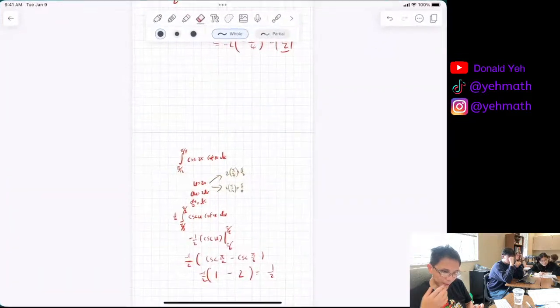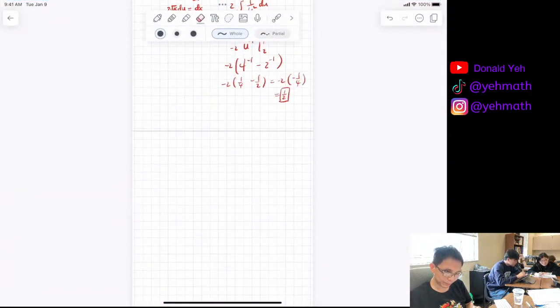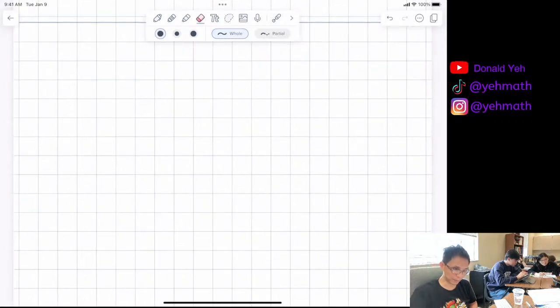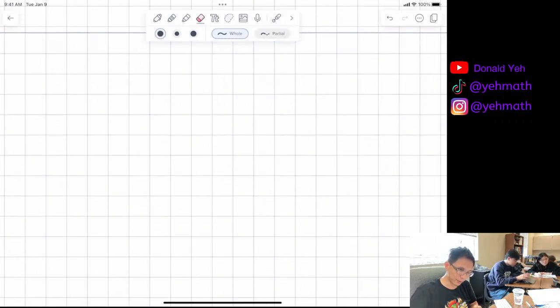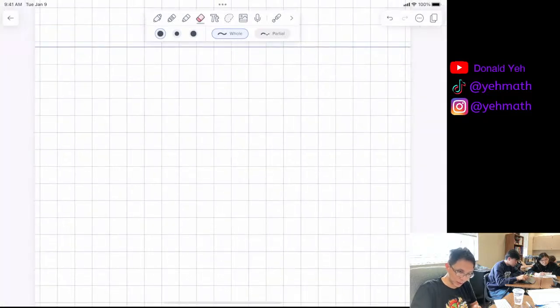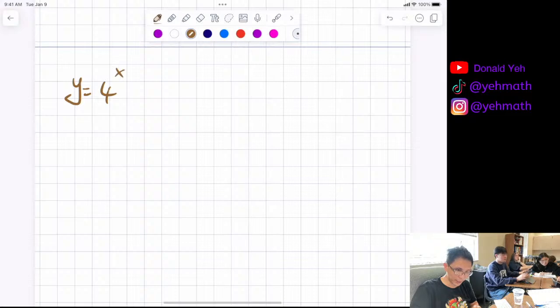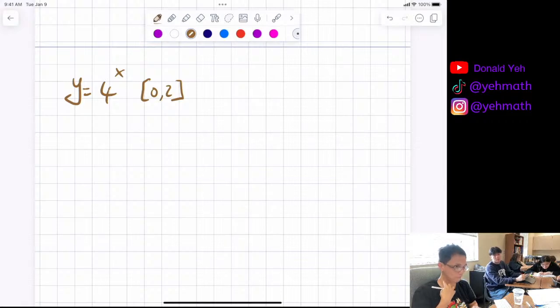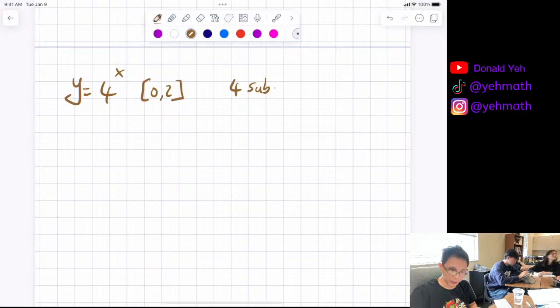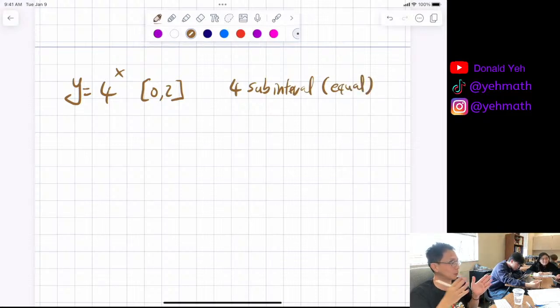So we're going to talk about a function. We're just going to talk about a simple function. This function is y equals 4 to the x, between 0 and 2, and we're going to talk about 4 different types of approximations with 4 subintervals, and not any type of interval. They are equal intervals. They are exactly the same size in width. The height is different, but the width is exactly the same size.